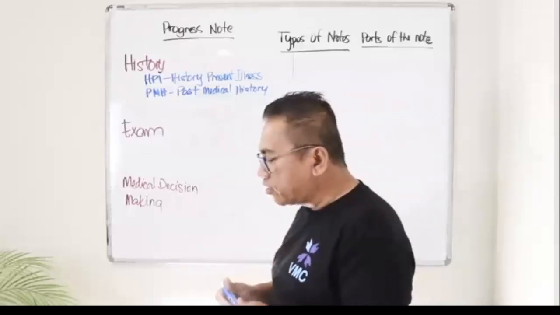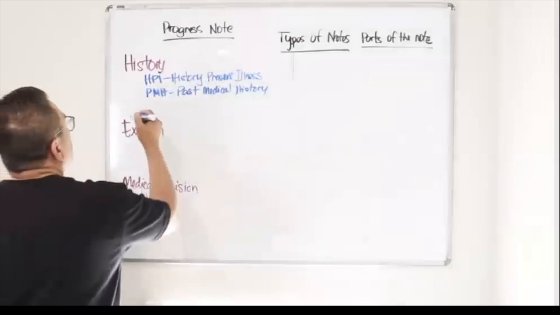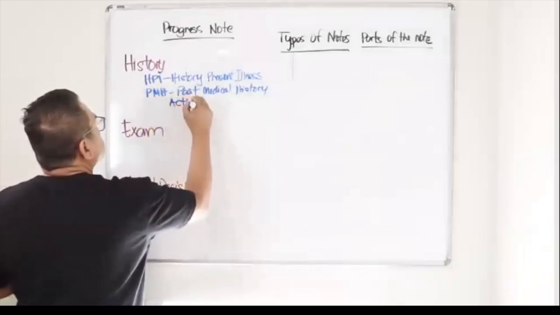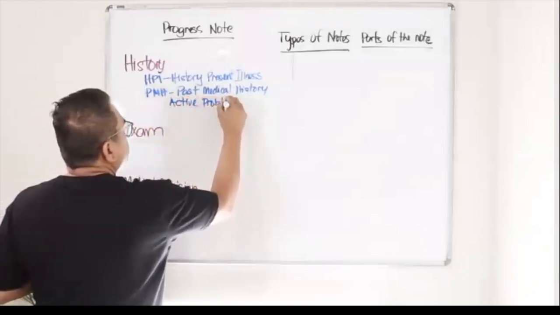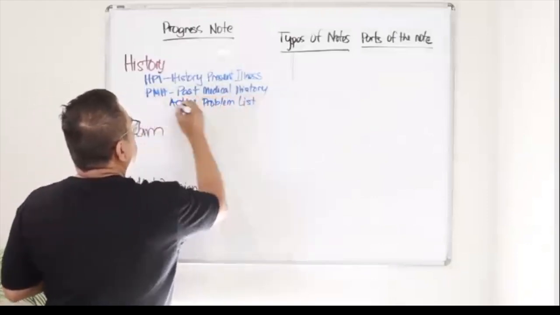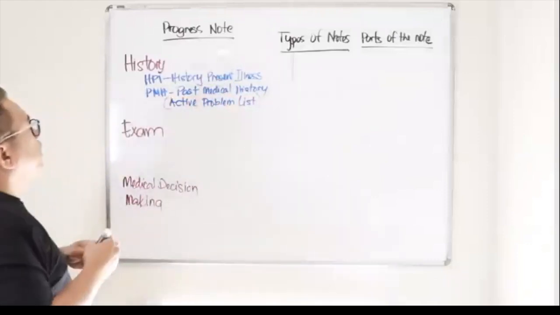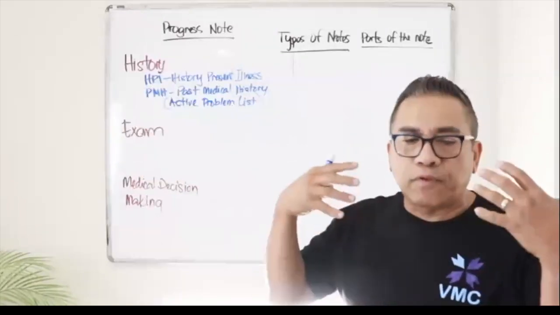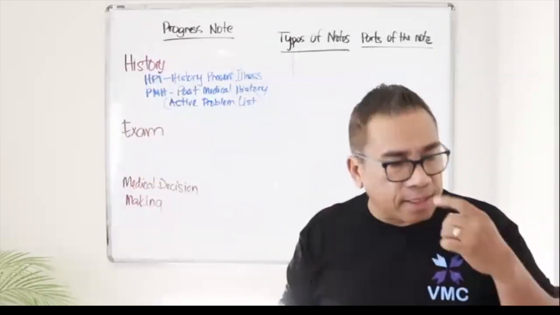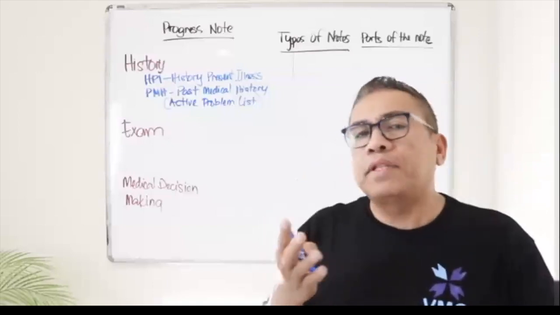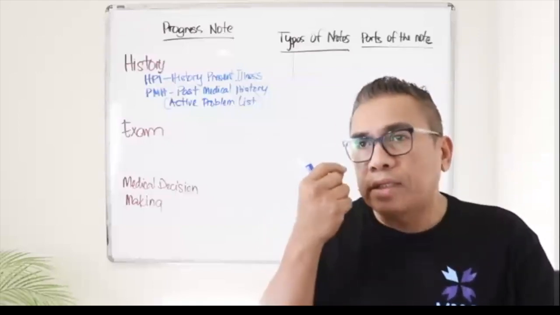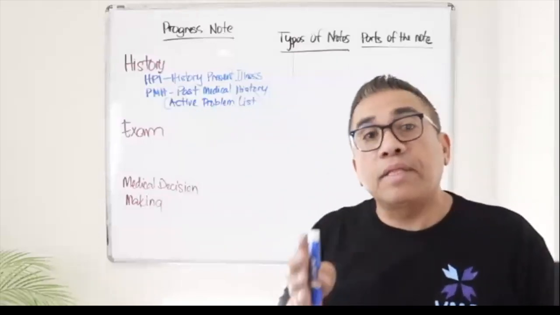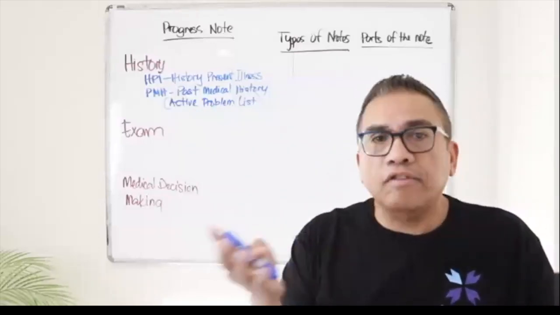Okay, PMH. Sometimes the past medical history is also called the active problem list. Let me write it down here. Active problem list. Okay. So they are used interchangeably, active problem list and past medical history. For the most part, they mean the same. Okay, but let me just give you a sort of disclaimer, guys. When the doctor puts information in the active problem list, they don't necessarily mean they are current. I know it's an oxymoron.